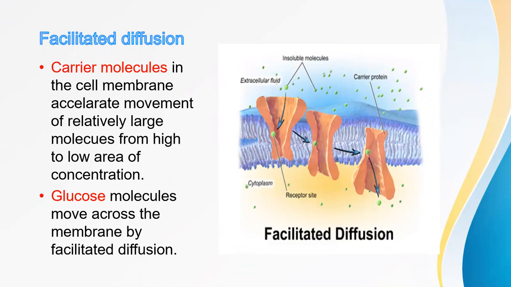Now on the screen you are seeing facilitated diffusion. They are using the carrier proteins, and by using the carrier proteins, these atoms, molecules, and ions enter inside the cell.